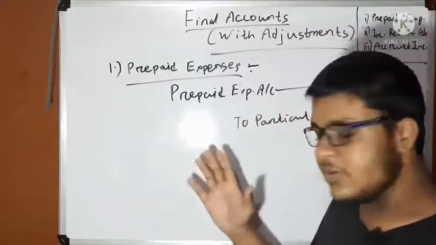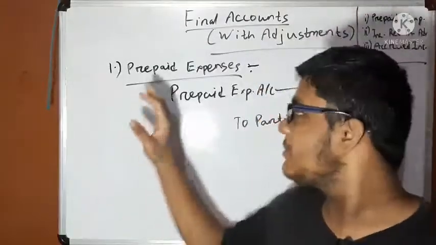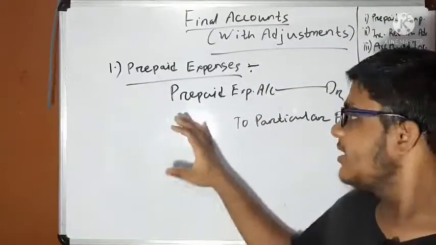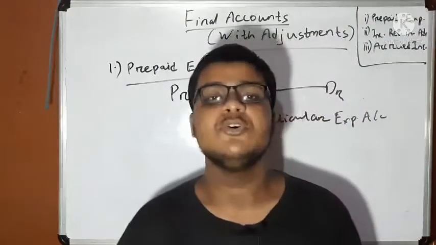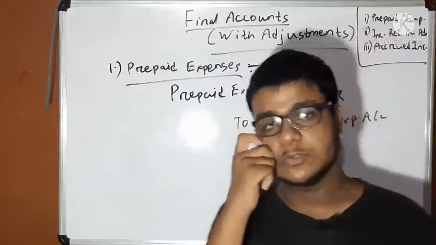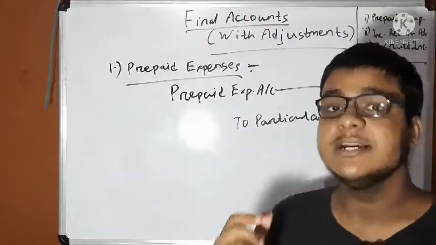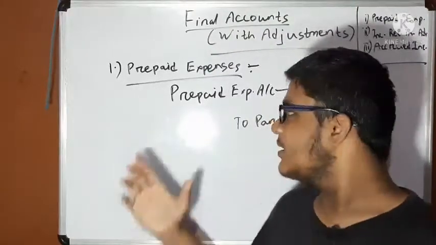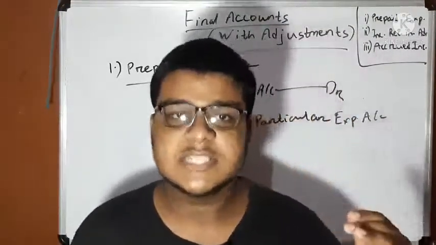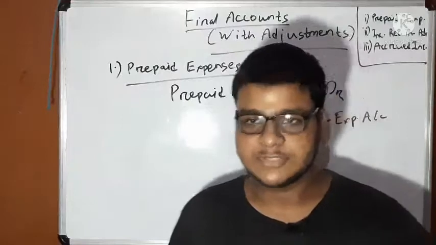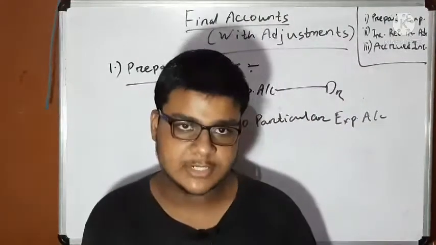So here we know the meaning of prepaid expenses and the journal entry related to this adjustment. Now let us move to know the accounting treatment related to this adjustment. As you know, the transactions which are recorded below the trial balance, or outside the trial balance, are to be recorded twice.